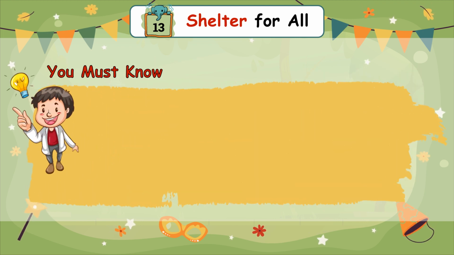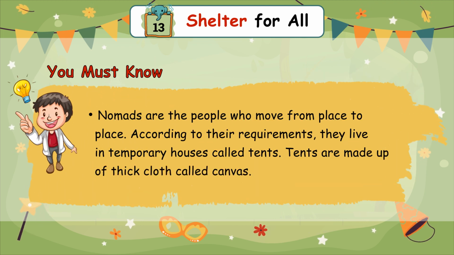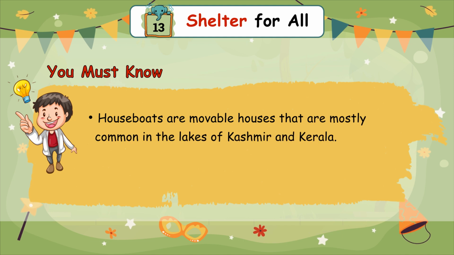You must know, nomads are the people who move from place to place. According to their requirements, they live in temporary houses called tents. Tents are made of thick cloth called canvas. Houseboats are movable houses that are most common in the lakes of Kashmir and Kerala.